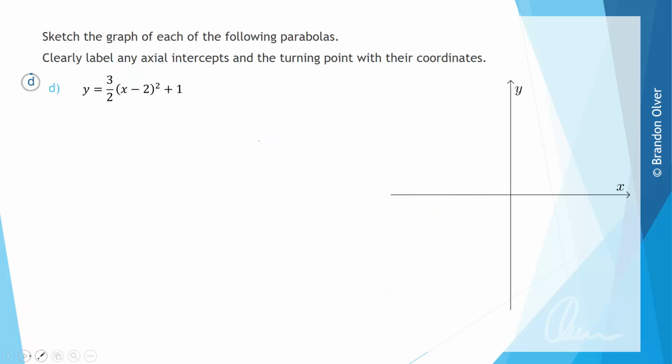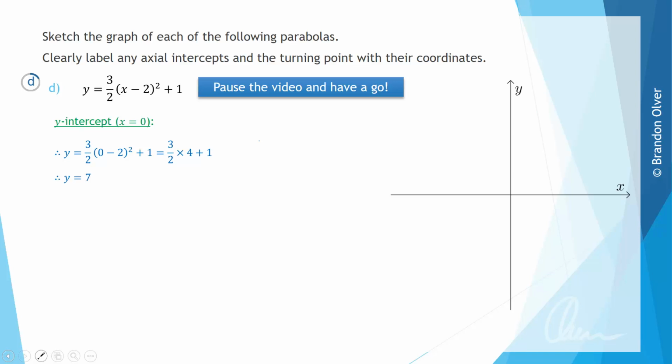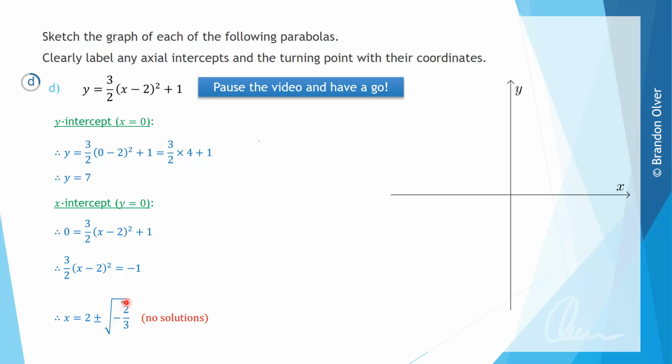So for part D, we have the graph of y equals 3 over 2 times (x minus 2) all squared plus 1. So this equation is given in turning point form. And I'd encourage you to pause the video and have a go before we go over a brief commentary of this graph. So you'd find that x is equal to 0 gives y equals 7, so that's the y-intercept. And then for the x-intercept, you'd let y equals 0 and attempt to solve for x, but you'd end up with the square root of a negative number, which would indicate there are no solutions or no x-intercepts for that graph.